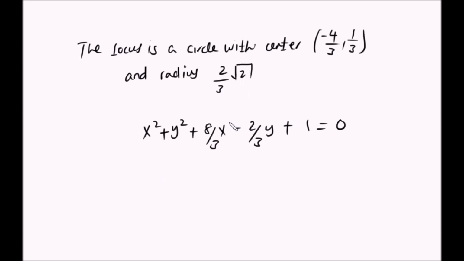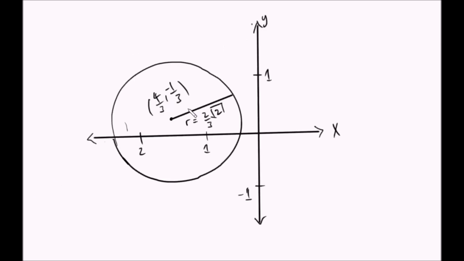So if you present this in a diagram, this is our locus. You can see the center is negative 4 over 3, 1 over 3, and the radius is 2 over 3 the square root of 2. So this is a circle. So this is the locus of the modulus of z plus i over z plus 1 equal to 2. Example 1 part A, the locus is that.